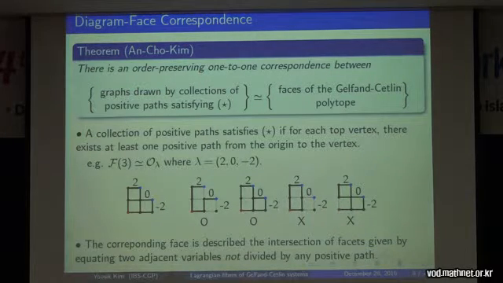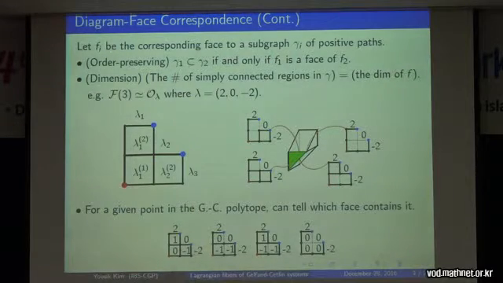Which paths correspond to the facets and which paths to the vertices? Oh, that's a very good question. Yeah, so this is in the next slide. Yeah, okay, thank you for asking that question.